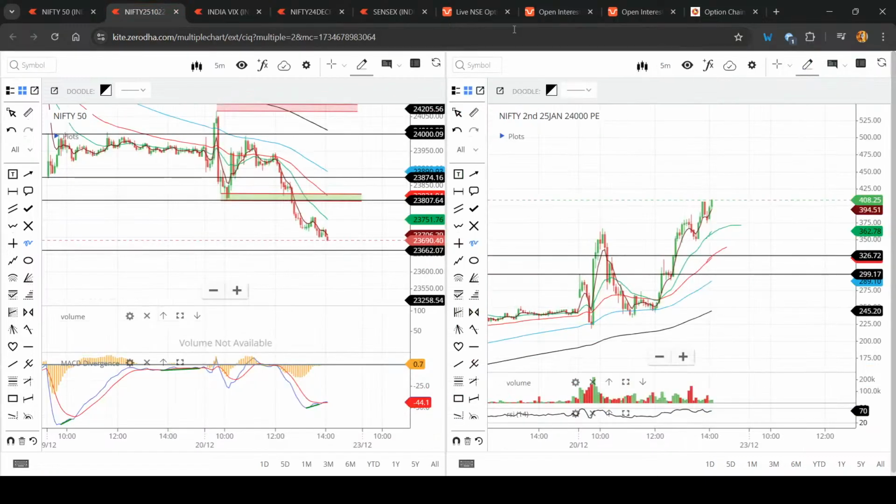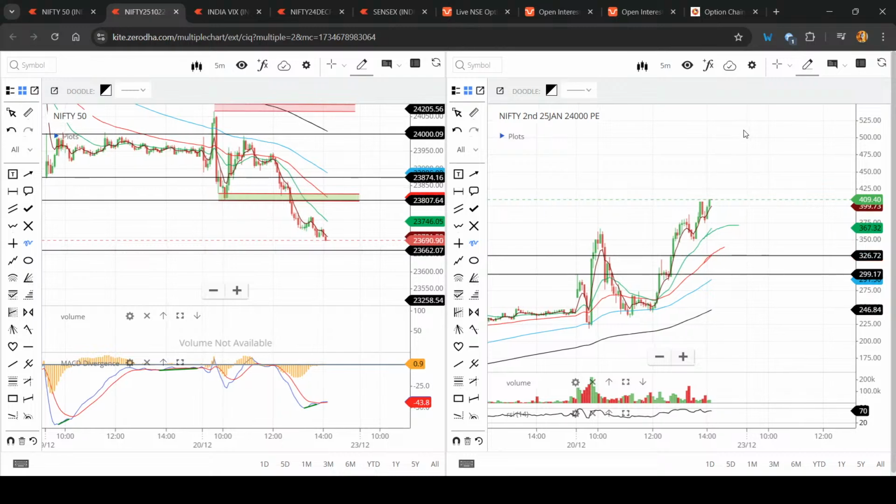Sorry, apologies for that, traders. And fine, I think we are doing good on our trade. Essentially we took this trade at the level of 300, and we have come till 409. If anybody wants to book, they can book, because if you want to go empty headed on the weekend, you can.